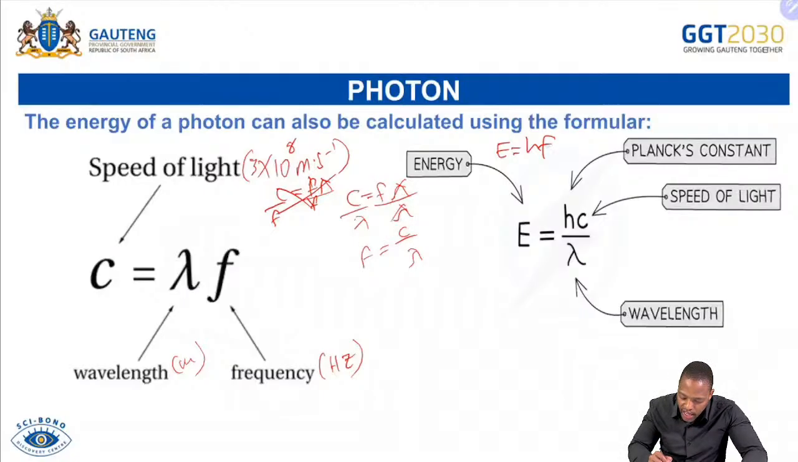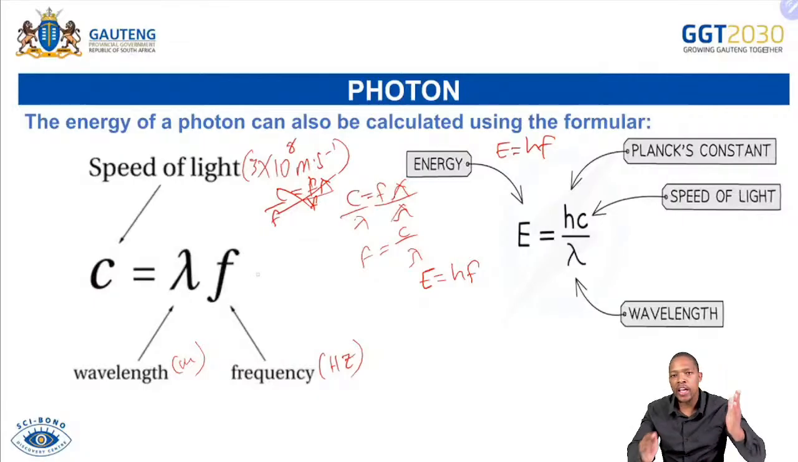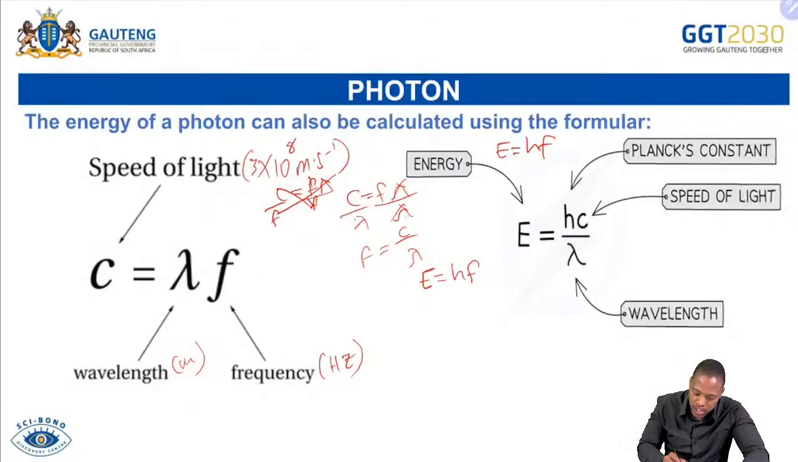So now I can jump to this formula, E equals HF, but I do not have F, but I do have the wavelength, and I do have a relationship between wavelength and frequency that says they are inversely proportional for a constant speed of light. So instead of writing this F here, I can substitute it and write it in terms of the relationship between frequency and wavelength for a constant speed of light. And say H, instead of F here, I write C over lambda.